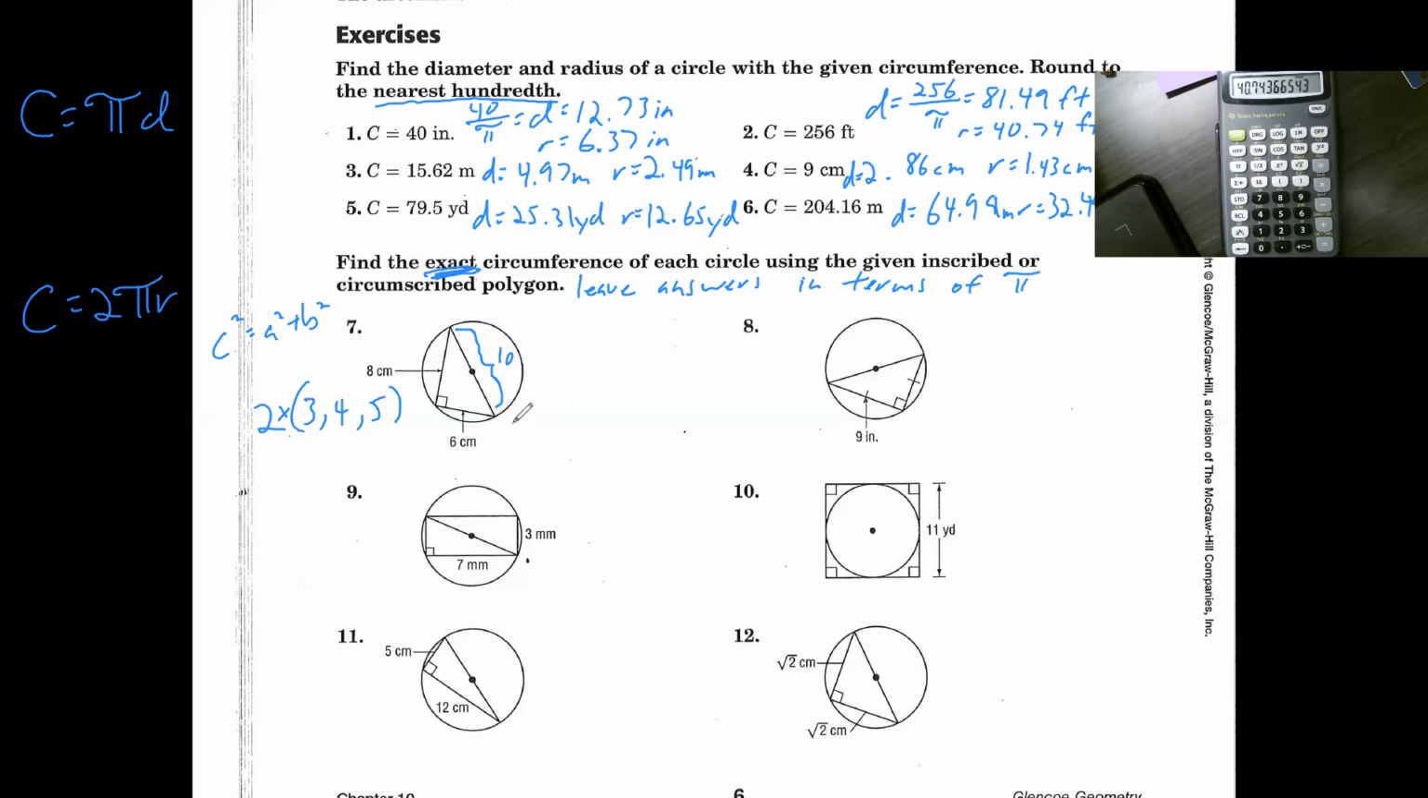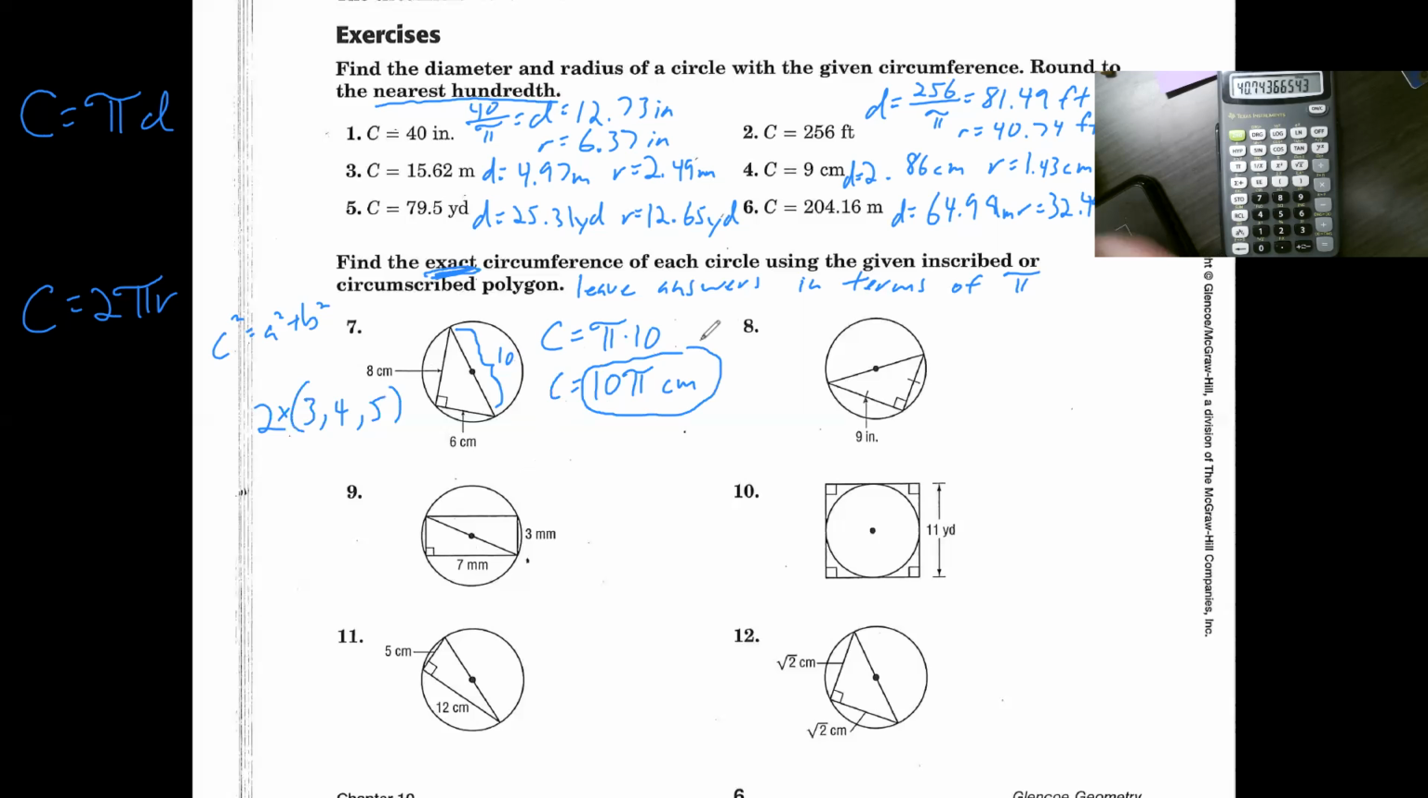So we have 10 is our diameter. Once we know that 10 is our diameter, we're just plugging in. So C equals pi times 10. Well, actually, that's our answer. So we're just going to flip that around. 10 pi centimeters. Don't have to multiply anything out.